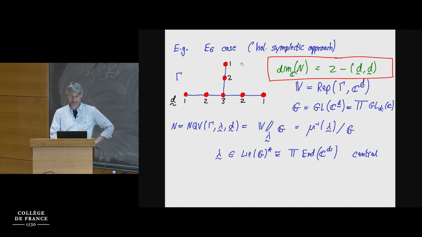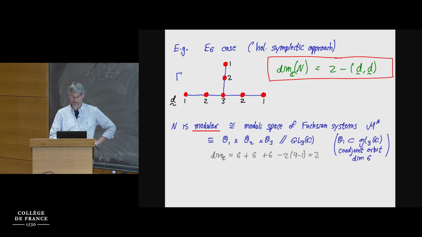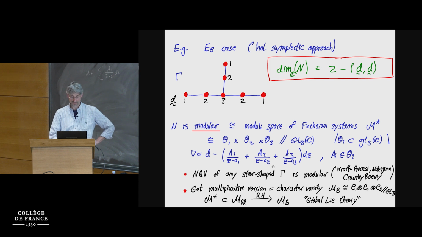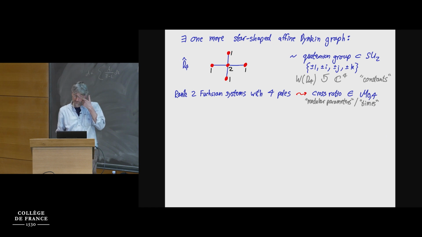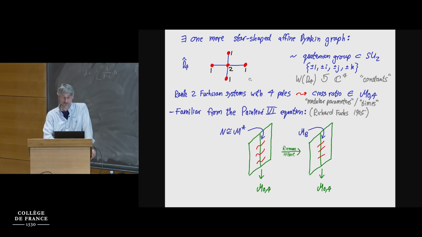And the fact that these are dimension 2 and they're related to affine graphs is coming down to this formula that the dimension vector is a null root. But these are modular. They are moduli spaces of Fuchsian systems. So you can do the symplectic reduction in a particular way to get to a very concrete space of Fuchsian systems here. So that explains the E-type graphs as moduli spaces of connections with 3 poles. These are the ones with three legs. And then you remember that there's a 4th star-shaped affine Dynkin graph, perhaps actually the most interesting, affine D4. This has 4 legs, and so the corresponding Fuchsian systems have 4 poles.